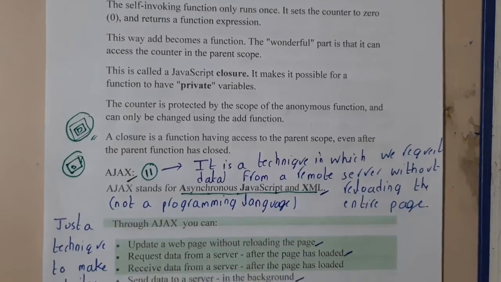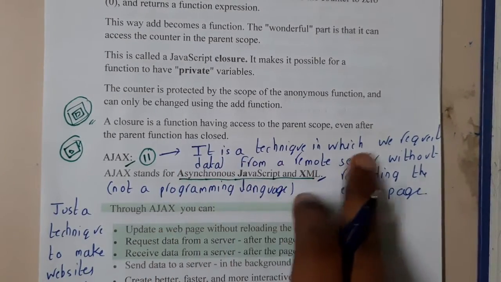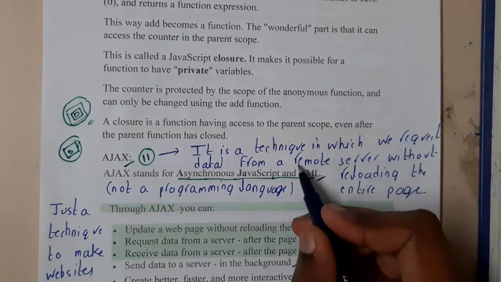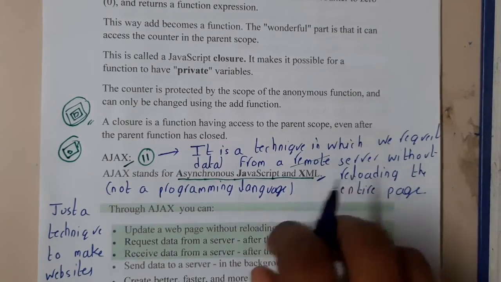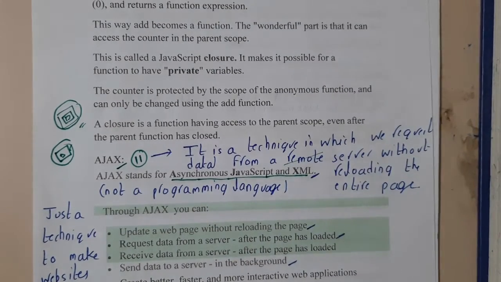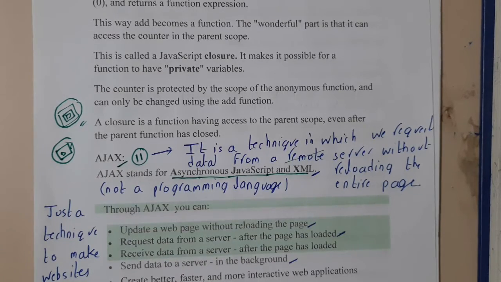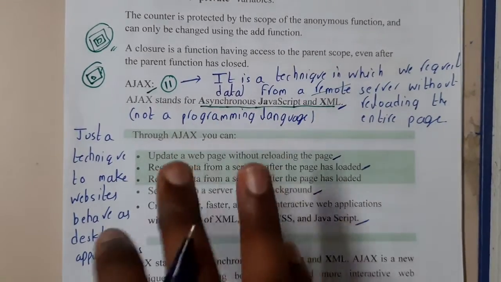Now let us go through the theoretical points. AJAX is a technique in which we request data from the remote server, or you can even say just server, without reloading the entire page. So the main concept here is you will not reload the whole page. You will just get the data and display it. That's it.